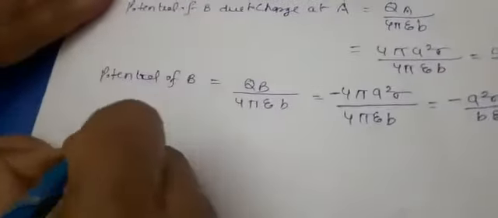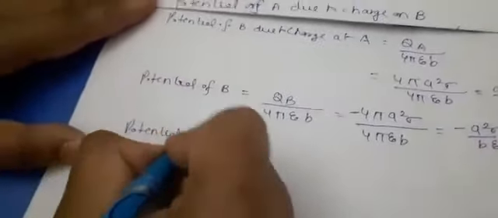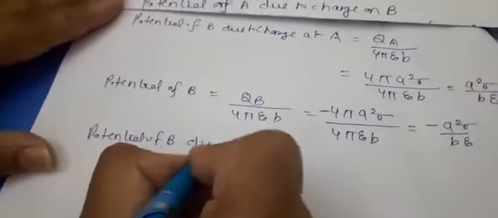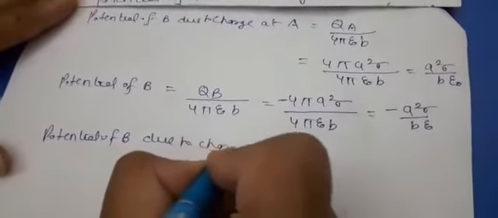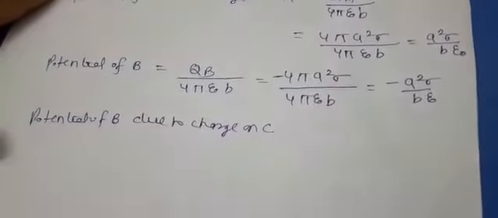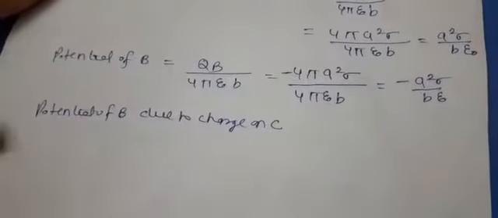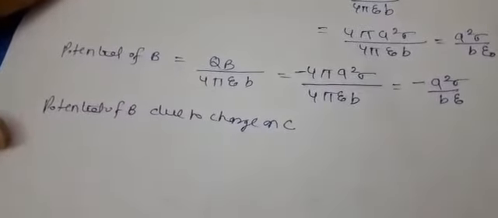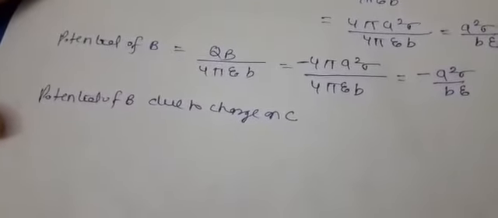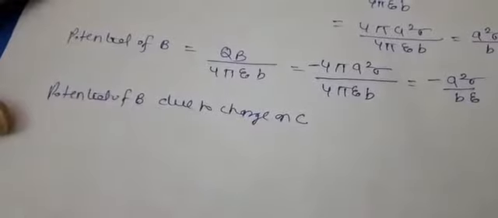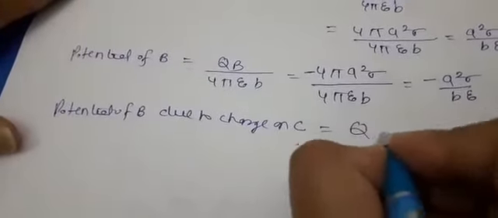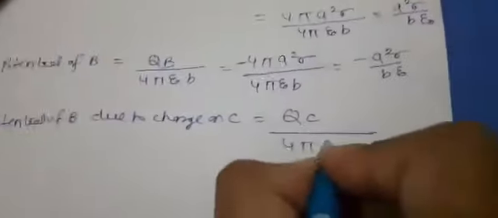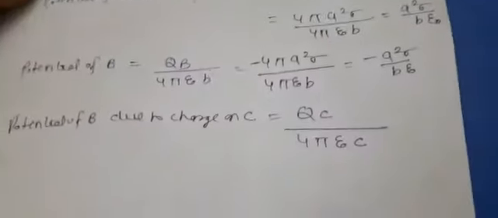Similarly, potential of B due to charge on C. See, for the inner shell, distance will be of the outer one, and for the outer charge, distance will be of the outer charge. This point you have to understand. Here, distance will be C. I am taking it again.